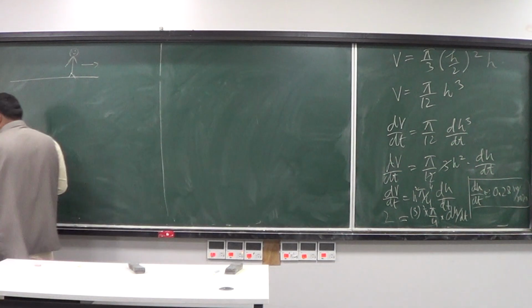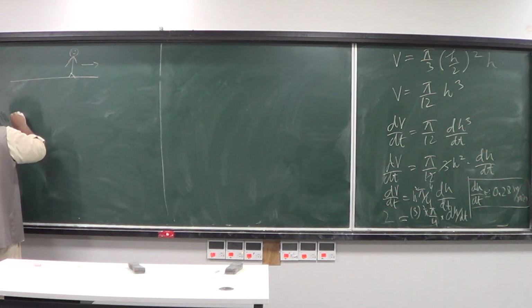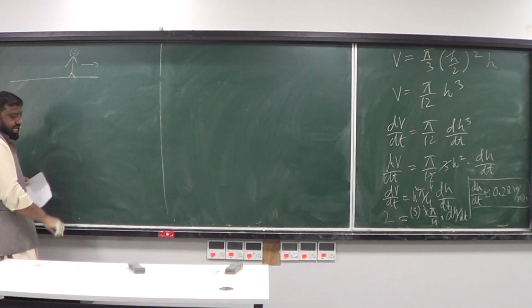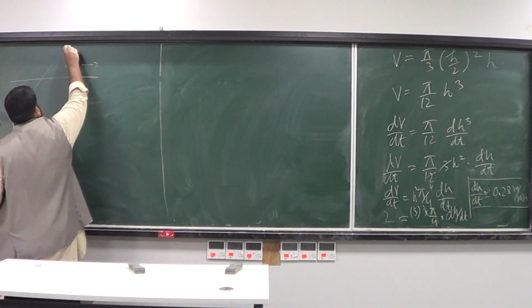So imagine there is a light source. Imagine my drawing is bad. Imagine there is a light source. That light source is throwing some light and tracking this person.